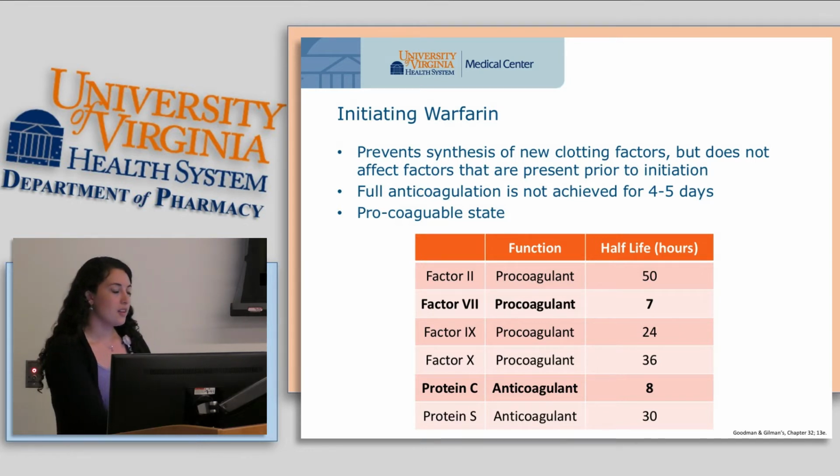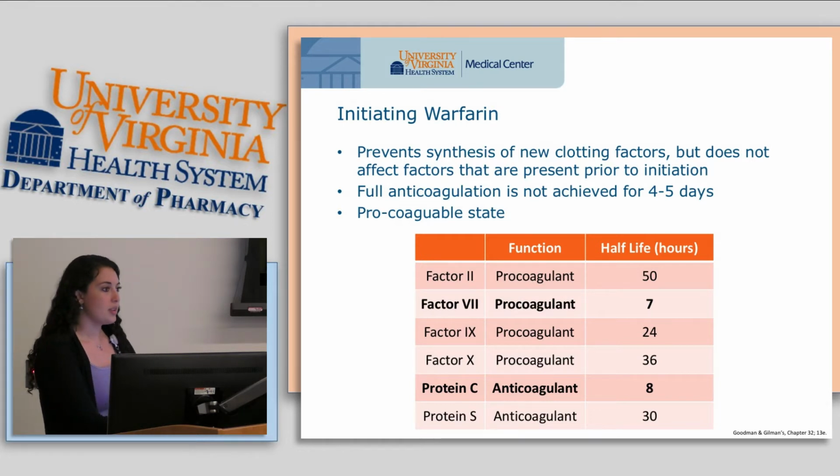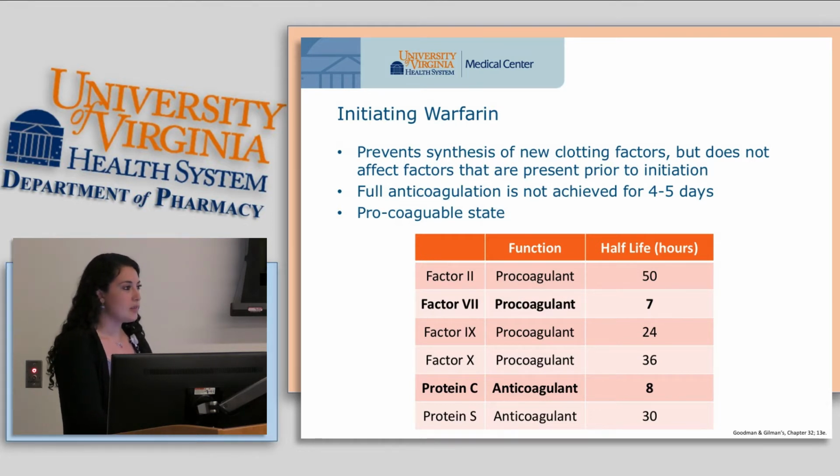So the factors that are already there can continue to be used and make clots until they're naturally degraded by the body. And so this chart shows their half-life, and this is the average half-life. So depending on the patient, they may be shorter or they may be even longer than this. So factor 7, which is one of the clotting factors, is only 7 hours, but it's not as potent as some of the other factors.